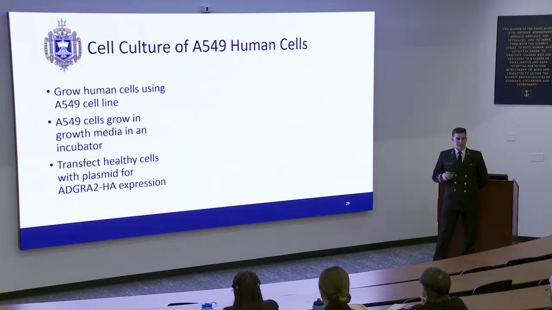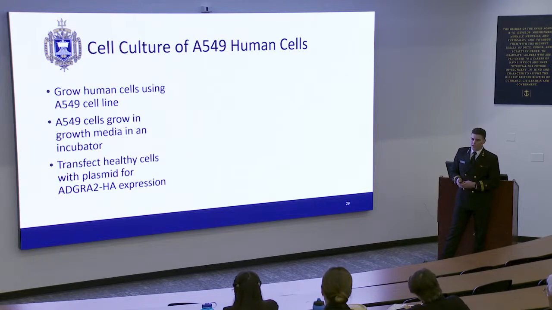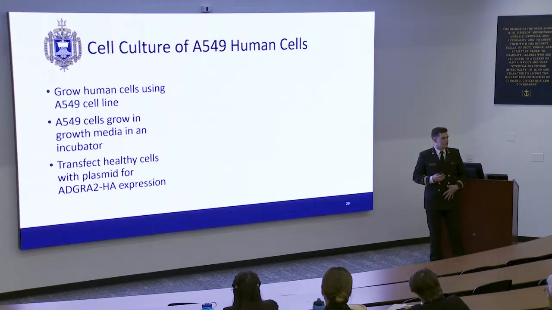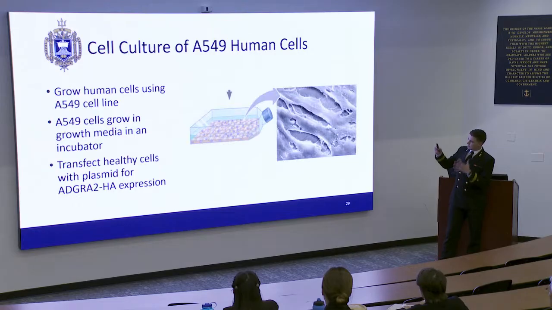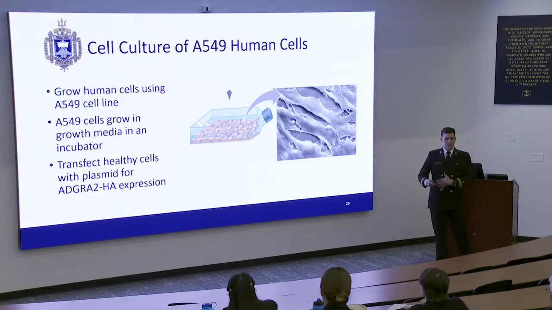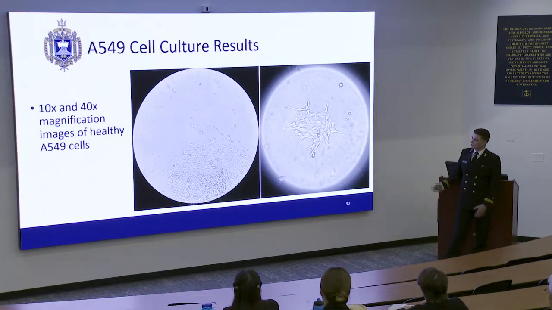The next step would be to actually grow the human cells. So the human cell line that we used was A549. It comes from lung cancer in a man, and we grew the cells in flasks using growth media and in an incubator that allows the atmosphere to have CO2 for the cells to grow. Then we attempted to transfect those cells with the plasmid for the expression of AdGrad2 protein. These are images under the microscope of the healthy A549 cells that we then use for transfection.